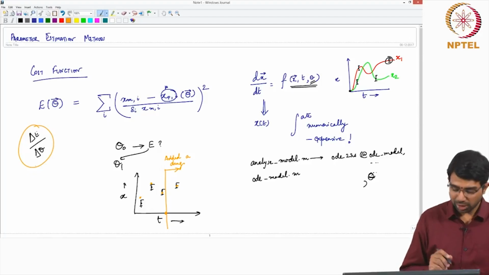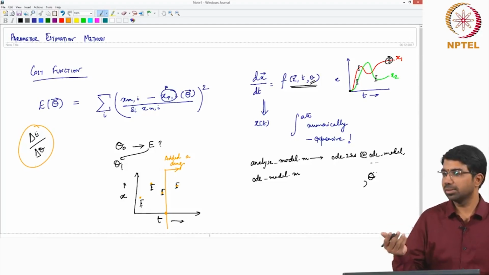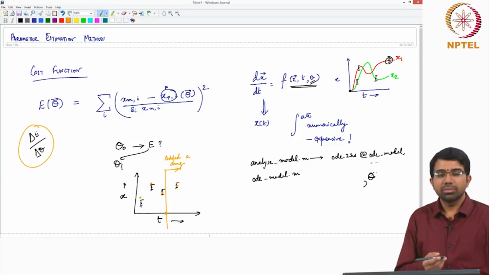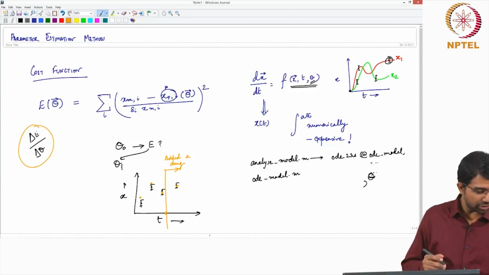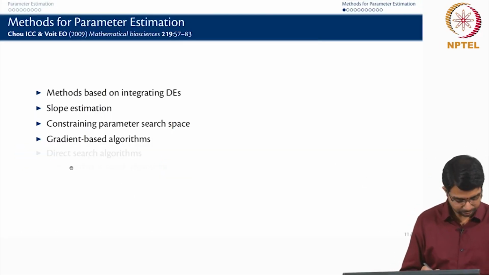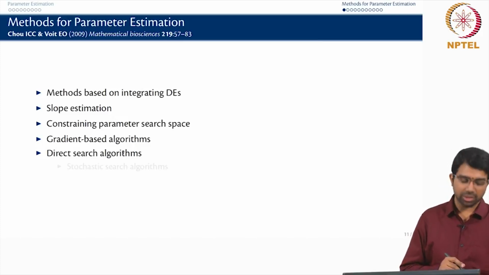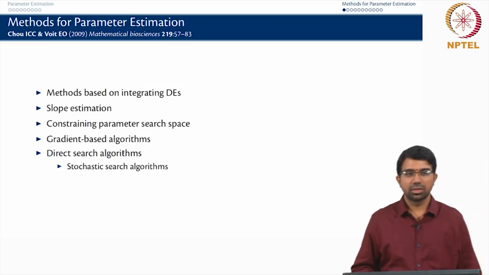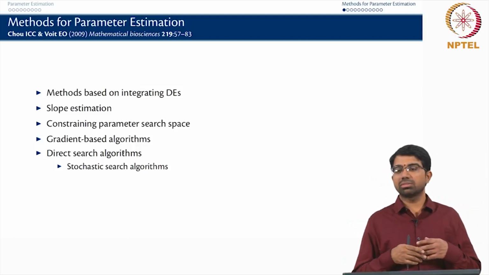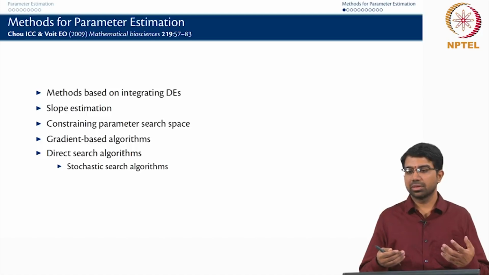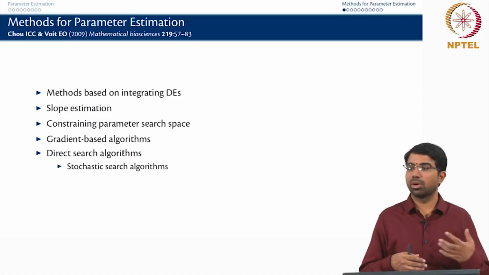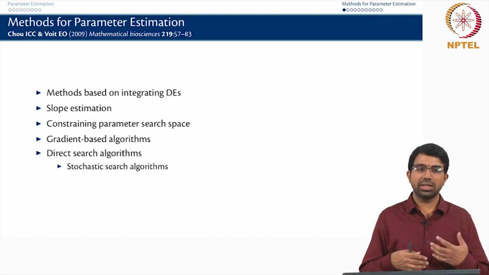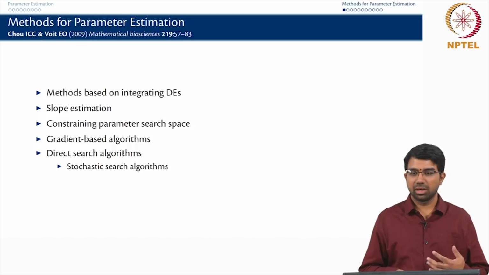If you can't compute the gradient, the next best option you have is guesswork, random search or better search, right? This is what is captured under direct search algorithms, and many of these are also stochastic search algorithms. They are stochastic in that you do not search the same way each time. The order in which you explore the parameter space varies in each iteration.